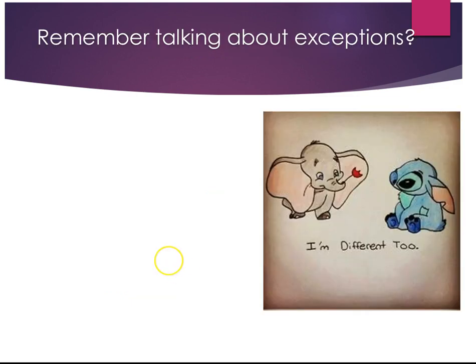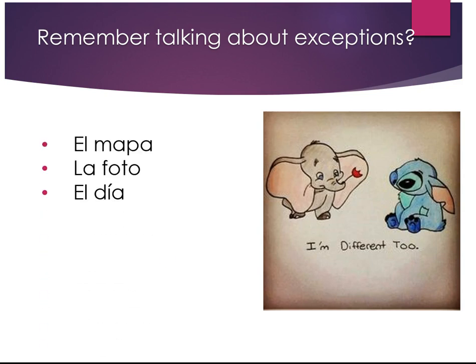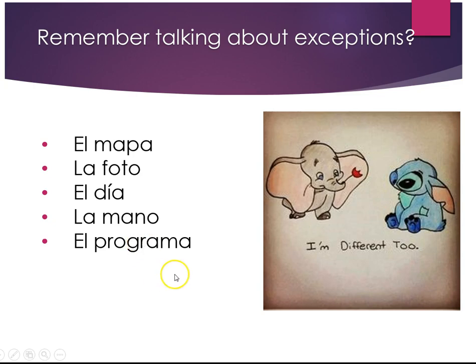Okay. So remember talking about the exceptions. You remember what they were. These are the ones you'll usually see in a textbook and on a quiz. So we have el mapa for map, la foto for photo. This one's kind of easy because the actual word is fotografía, which ends in an A. El día for day, la mano for hand, and el programa for program.